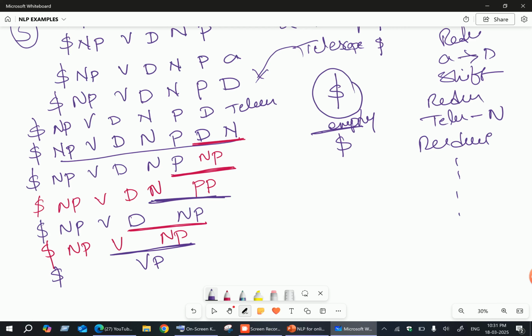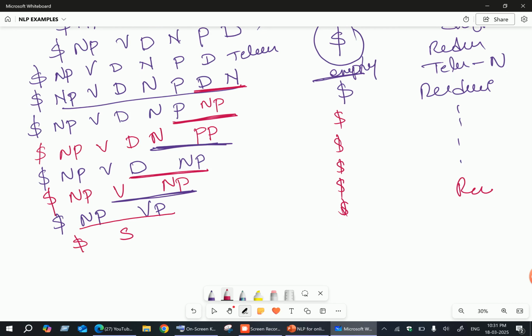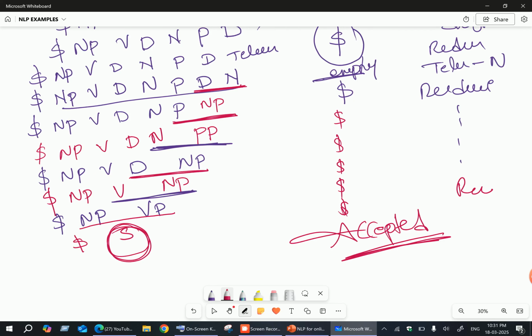Next step you can reduce V and NP as a verb phrase. So now the leftover is dollar, NP and verb phrase. Finally noun phrase and verb phrase make a sentence. So till this reduction, the dollar symbol remains and the action is reduce. So finally you make your input sentence the start symbol. So it is accepted.